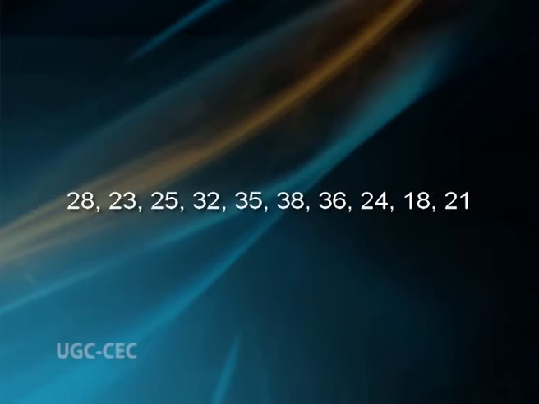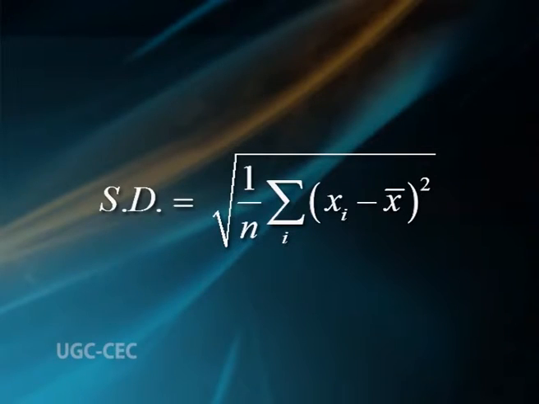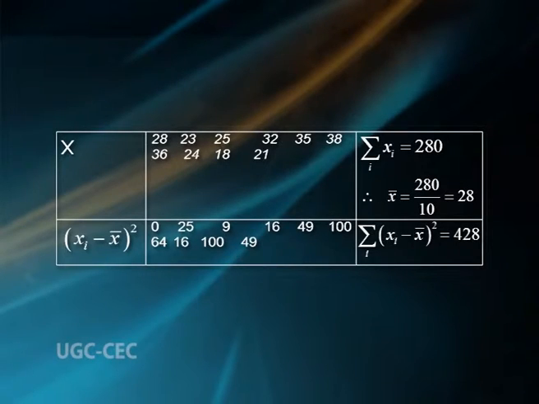Problem. Obtain the standard deviation of the following data: 28, 23, 25, 32, 35, 38, 36, 24, 18, 21. Solution. SD equal to square root of 1 by n summation over i, x i minus x bar whole square. The following gives the calculation involved. Here n equal to 10. X values 28, 23, 25, 32, 35, 38, 36, 24, 18, 21. Summation over i x i equal to 280. Therefore, x bar equal to 280 divided by 10, that is equal to 28.